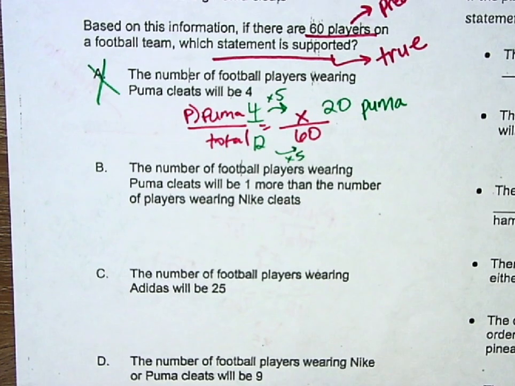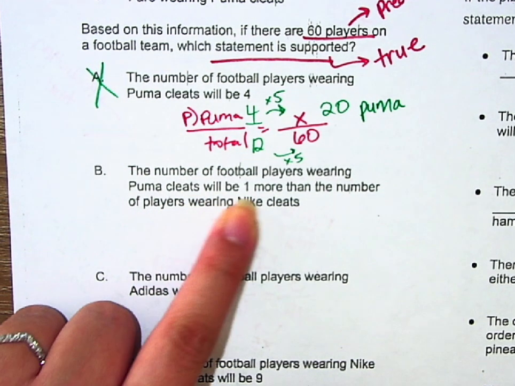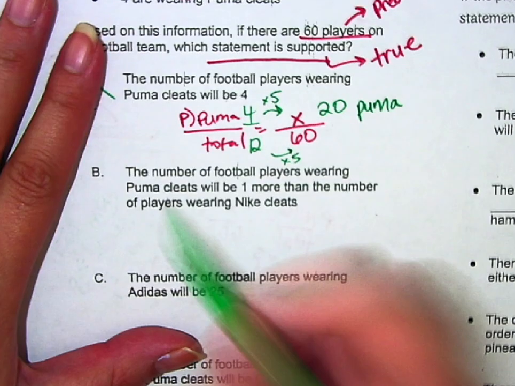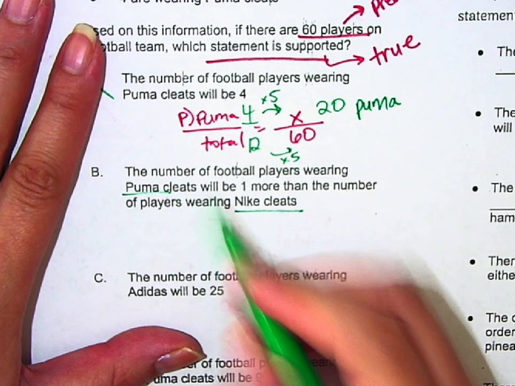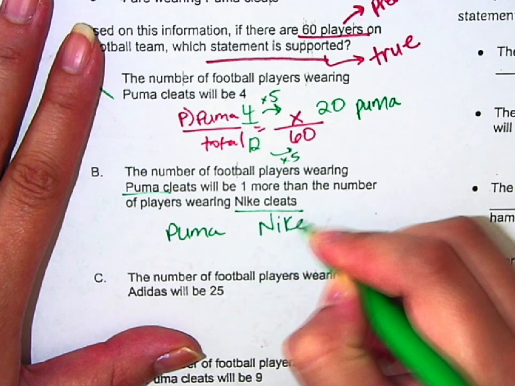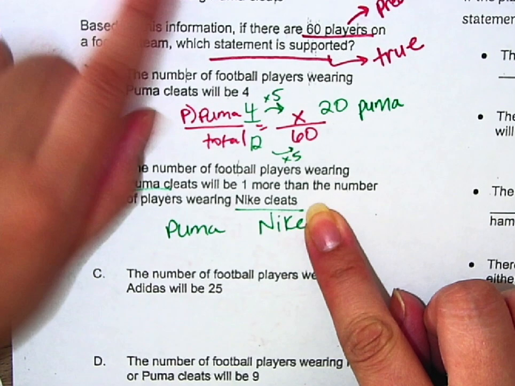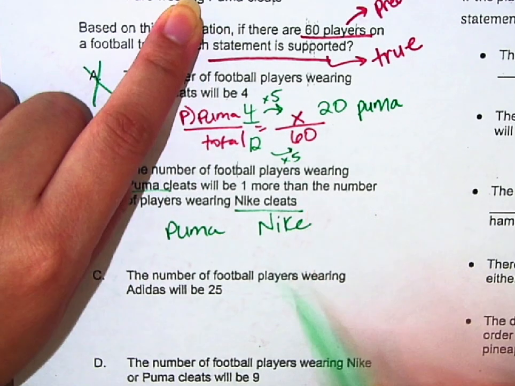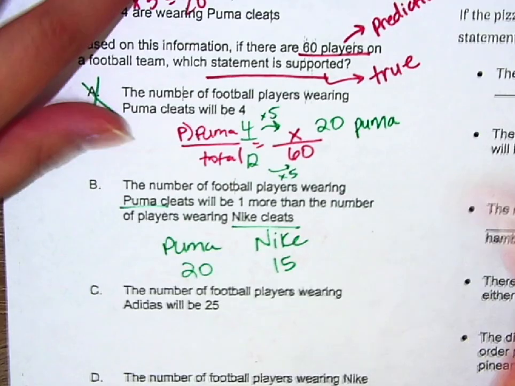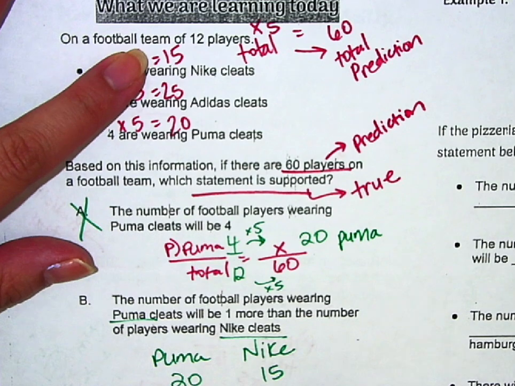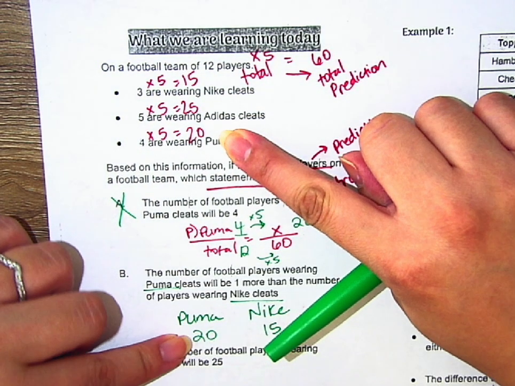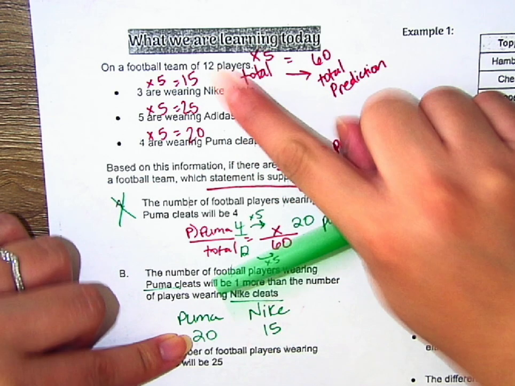Okay. B says the number of football players wearing Puma cleats will be 1 more than the number of players wearing Nike cleats. So we're comparing these two things. We're playing Puma and we're comparing it to Nike. Okay, we're still talking about the predictions. So out of 60 people, 20 people wear Puma, and out of 60, 15 people wear Nike. So that's what I just did. I just found my answer right here. 20 people wear Puma and 15 wear Nikes.